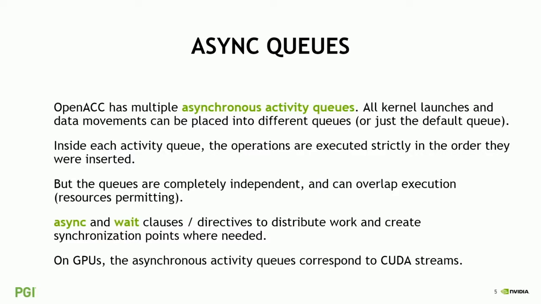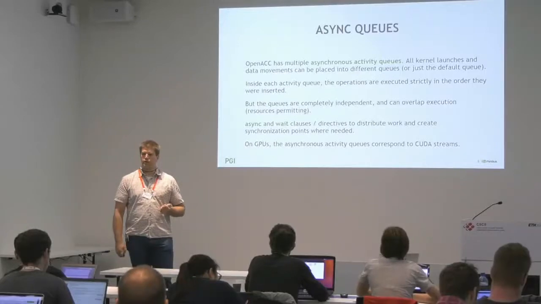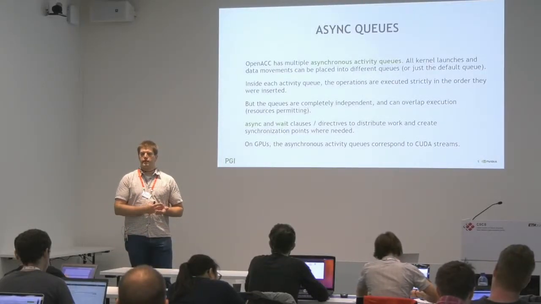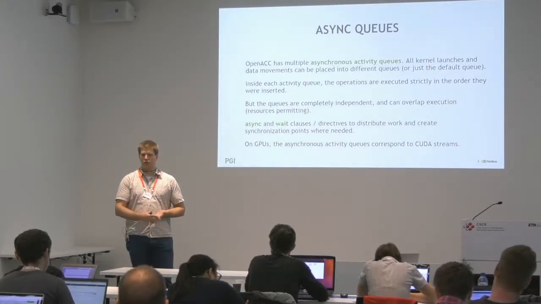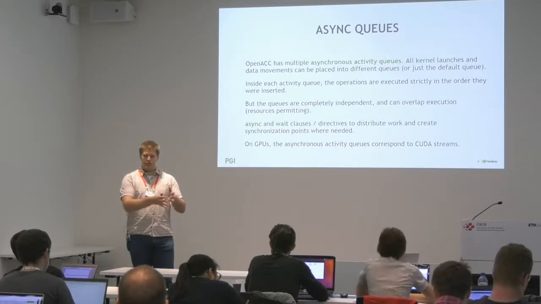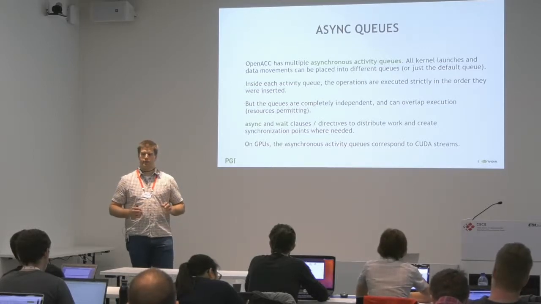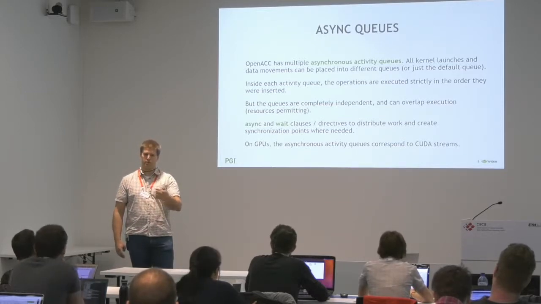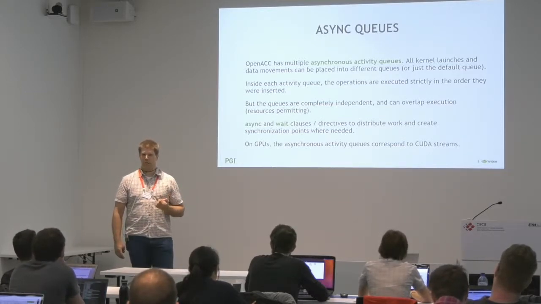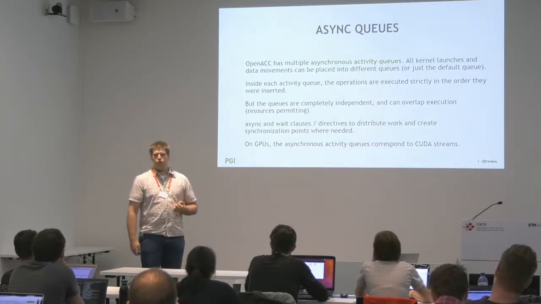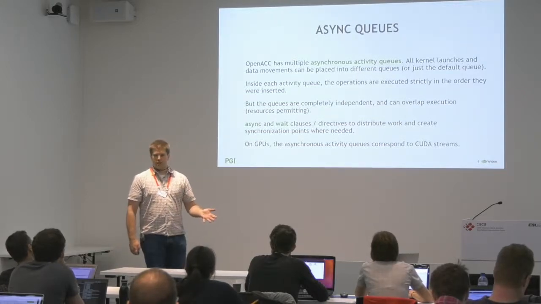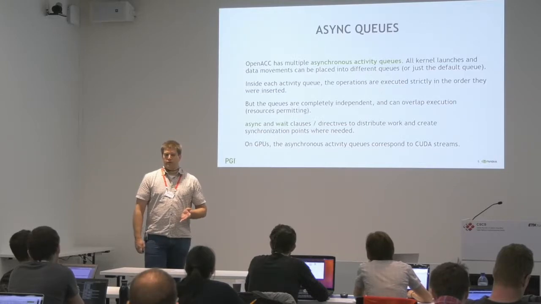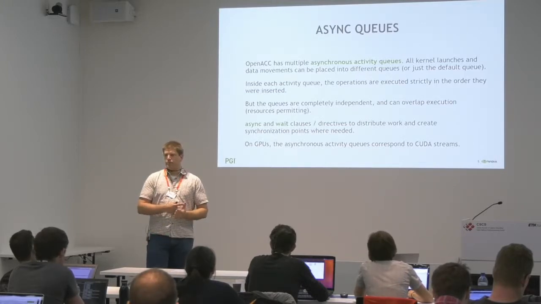Within each single queue, the same holds what I said before for the default queue, that is, all the operations are executed strictly in order. So if you put an operation into a given queue and then you enqueue a second operation, you're guaranteed that the first one will happen and will complete before the second one starts. However, all these queues are independent of each other. So they can execute at the same time, they can overlap part of their operations.